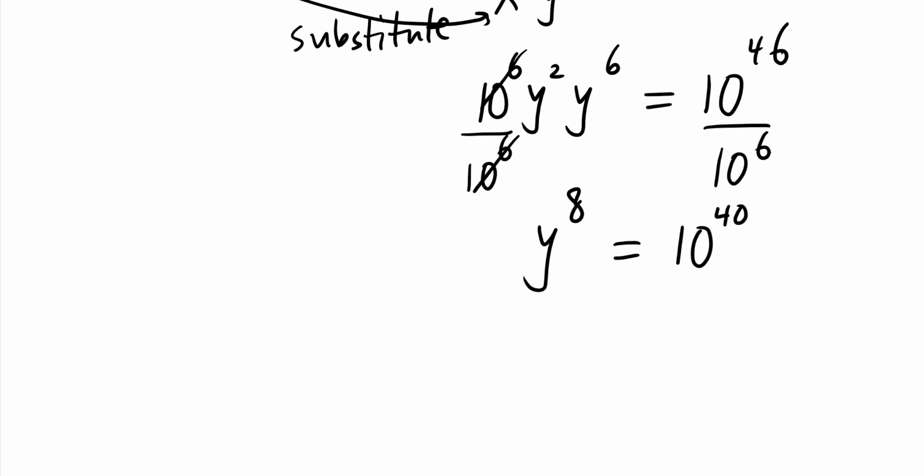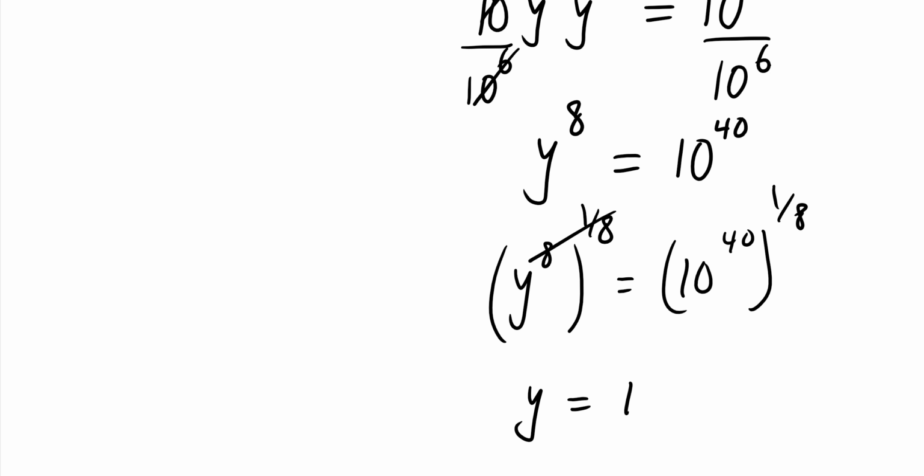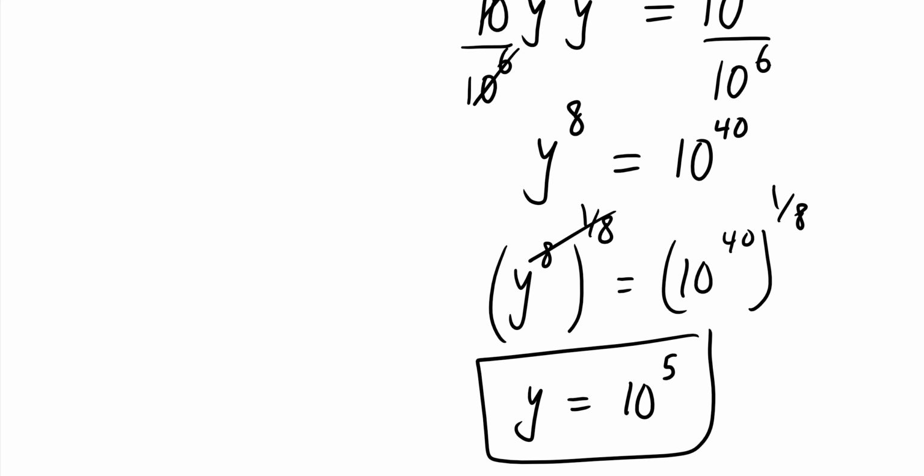How do I get y? Well, I raise both sides to 1 over 8, because this cancels now. So you get y equals 10 to the 40 times 1 over 8, which is 5. And you don't have to write the whole thing down. Just like that. Y equals 10 to the 5th power.